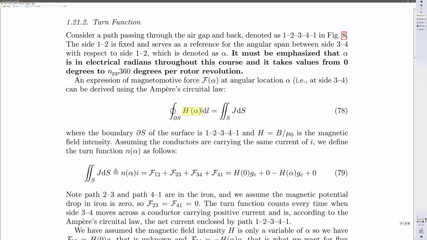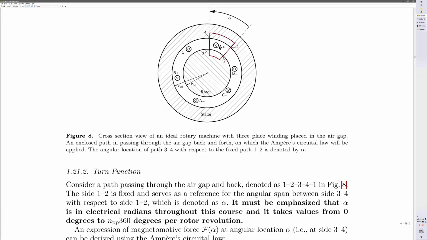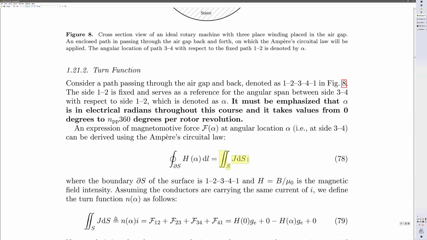We are going to assume the air gap is small enough. That's why it is only a function of alpha in our simple model. And this integral is equal to the integral of the current density over the surface area S. So basically, it's this current, right? This is the current, and this is equal to the current.